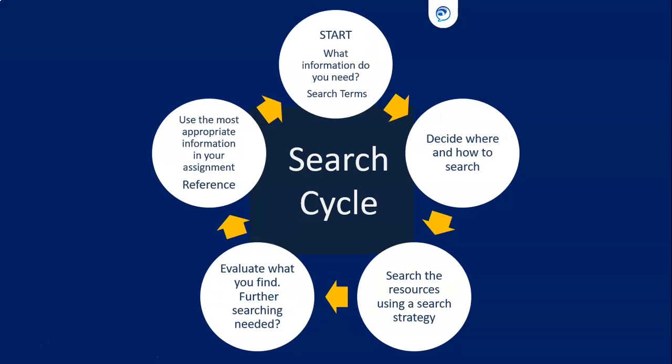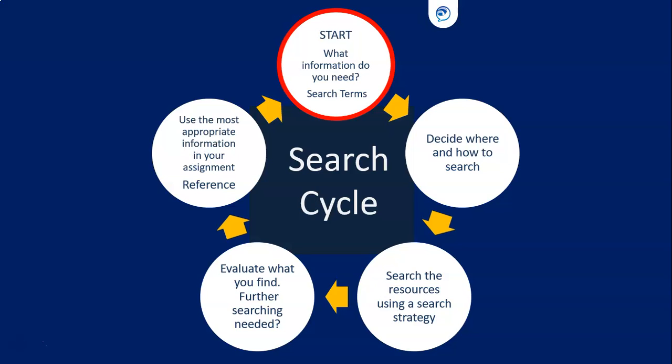Now I'd like to turn our attention to actually searching for information, how you can find the resources that you need to support your studies, and how you can use those library services or resources. Here we have a visual representation of the research cycle that you will go through every time you are looking for information to support your studies. You start at the top and work your way clockwise around the cycle.